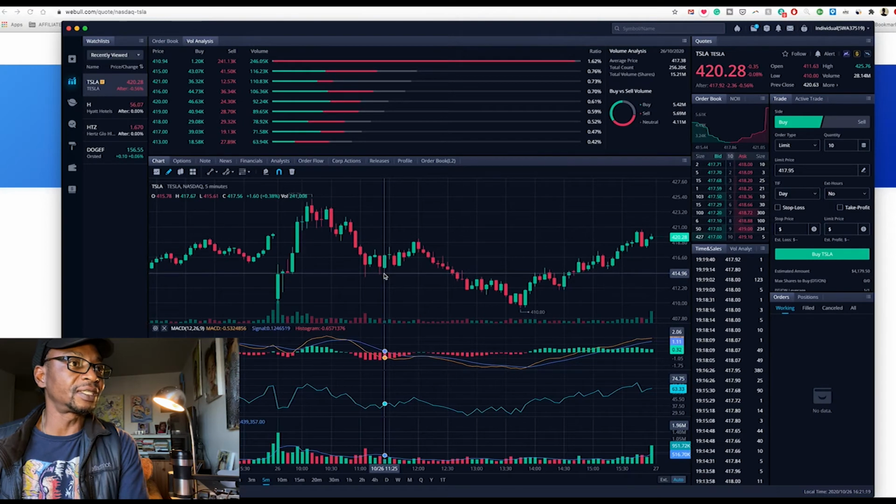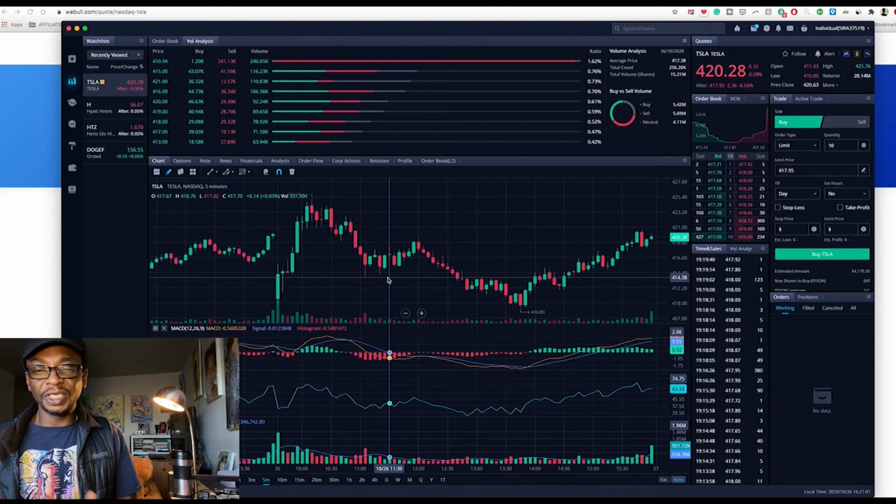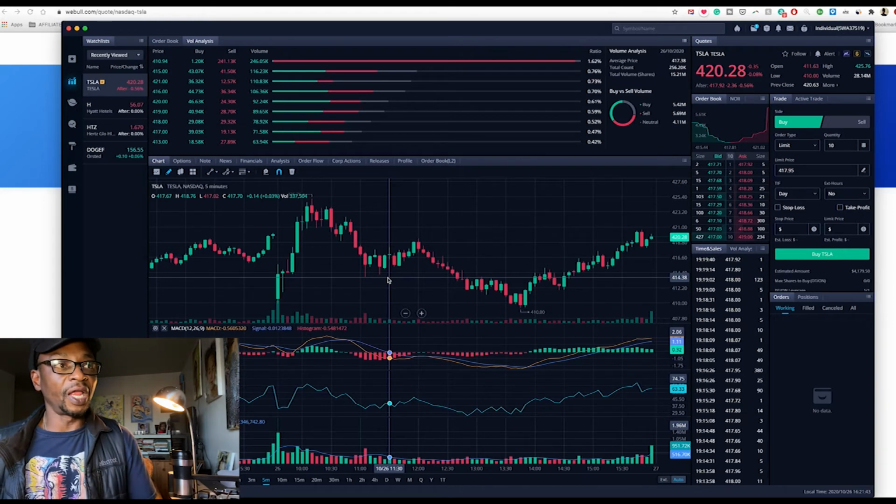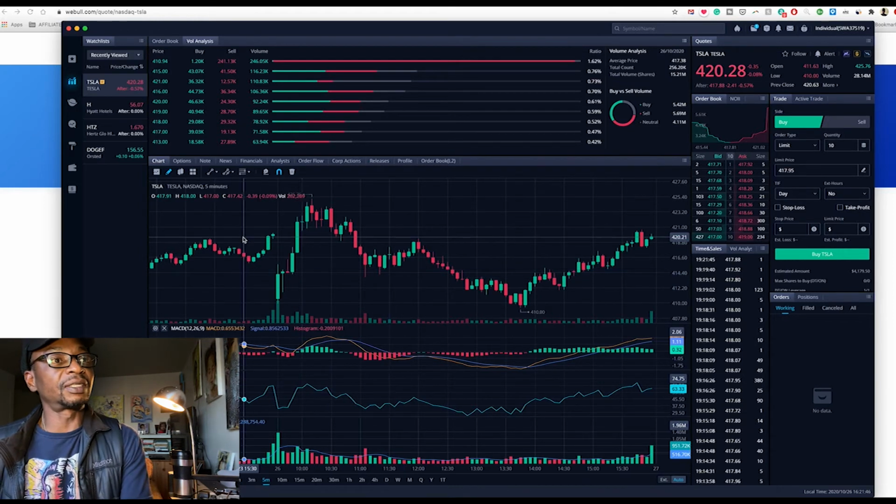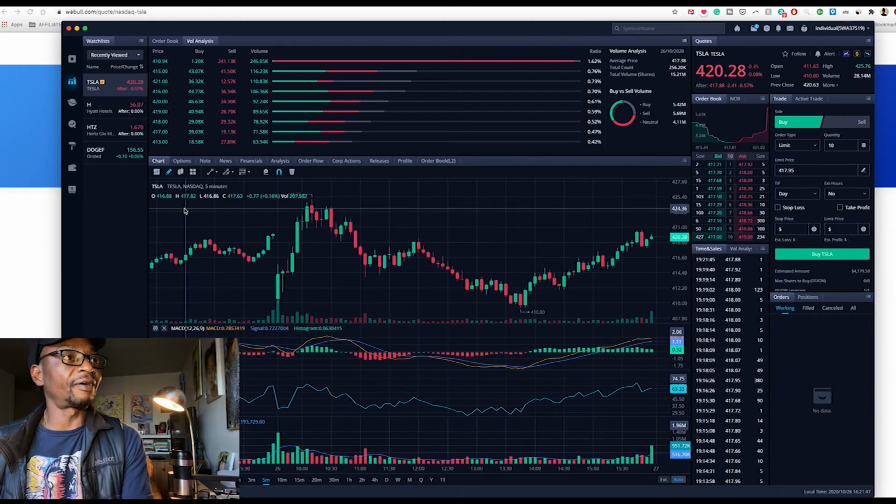So the resistance over here was about $414, and we can see that it's a pretty strong resistance, because over here it just touched that resistance point and then bounced back. It touched it again and then bounced back. So this is all information you can get from Webull, and it's free. It's totally fantastic to be able to get all that stuff.